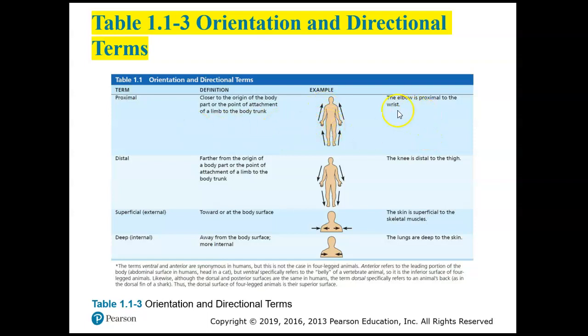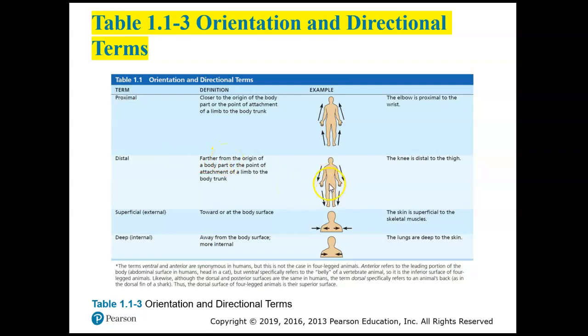So we can say, for example, if you're referring to the shoulder joint as the point of attachment, the elbow is proximal to the wrist. That means the elbow is closer to the shoulder than the wrist is. The elbow is proximal to the wrist. Now you could turn that around and say the wrist is distal to the elbow. That means the wrist is further away from the shoulder joint than the elbow is. And that's what distal means: it's further away from the point of attachment.